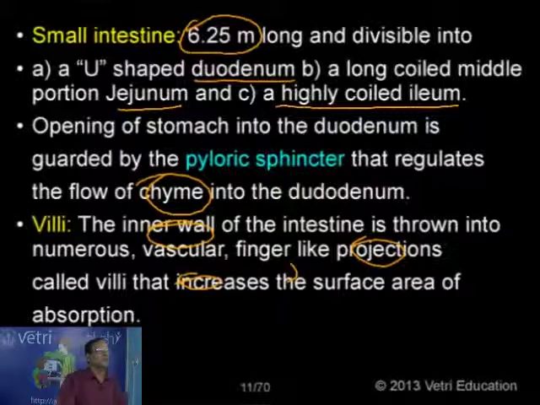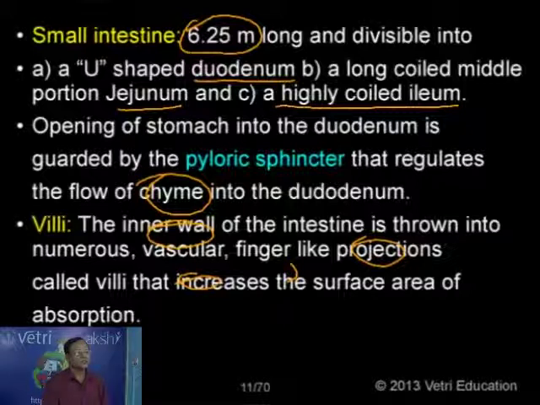Now, the inner wall of the small intestine is raised into many finger-like projections. If you take the wall of the intestine, or the alimentary canal, we have four layers: the outer serosa layer, then the muscular layer, then from outside to the interior, the submucosa and mucosa. Now in the small intestine, the mucosal layer is thrown into many narrow tubular finger-like projections. And these narrow finger-like projections are called villi.